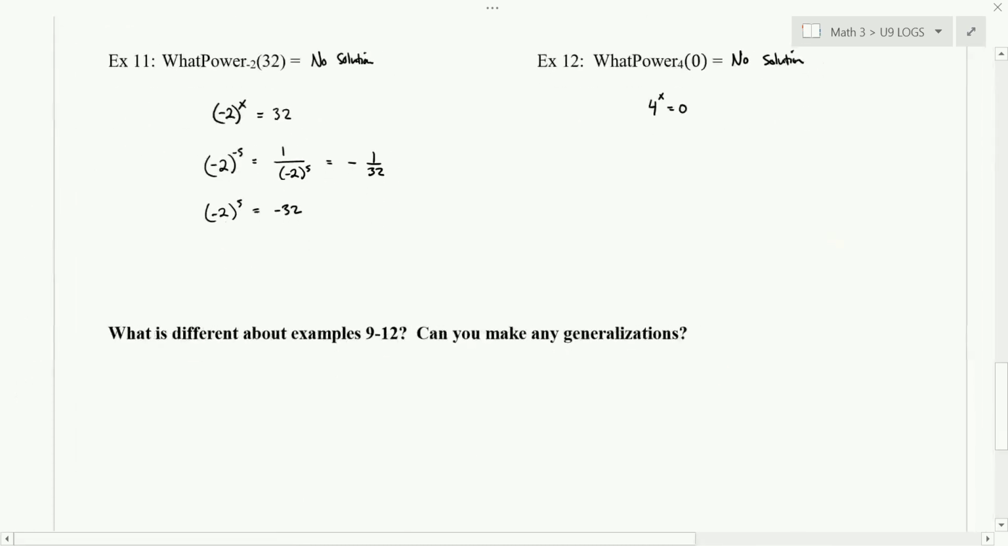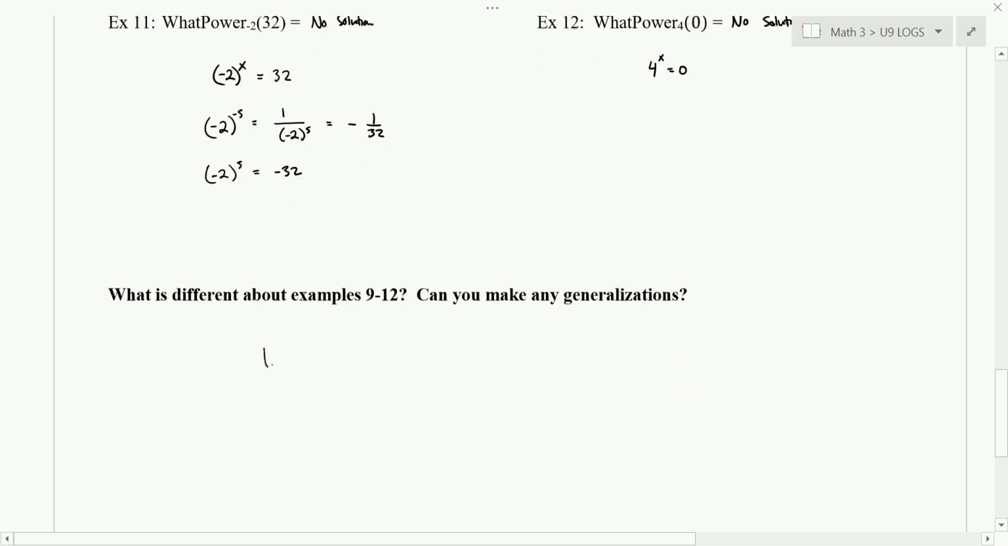So, what is different about examples 9 through 12 versus 1 through 8? How are 9 through 12 different? They all are no solution. Can you make any generalizations? What's making them have no solution? So let me start here. We will have no solution if the base is what? What are some of the things?